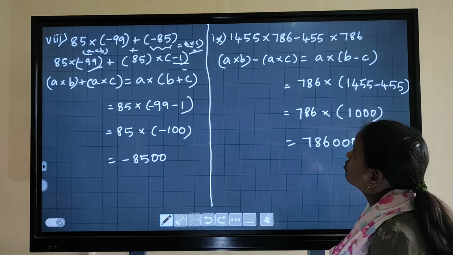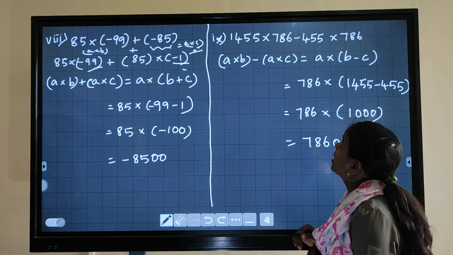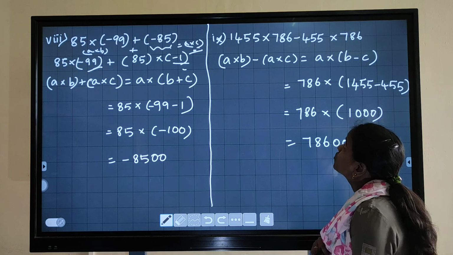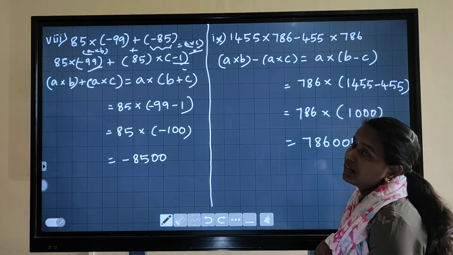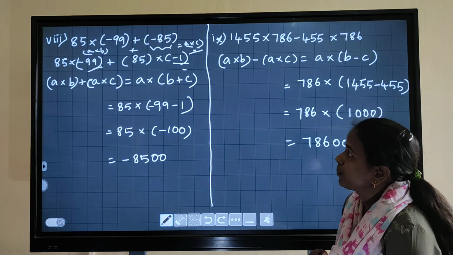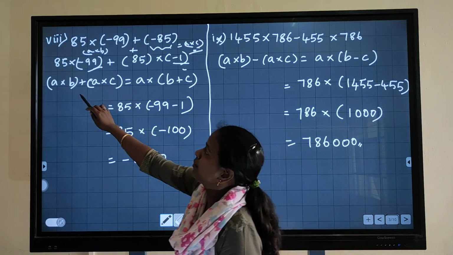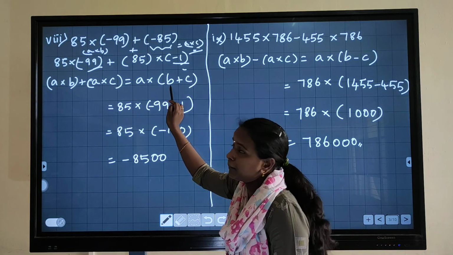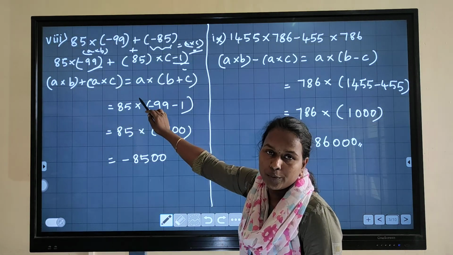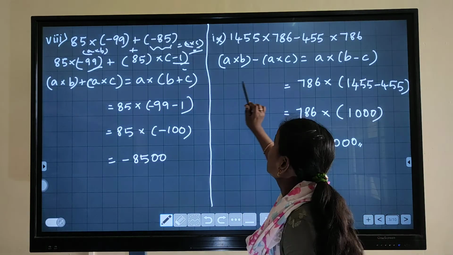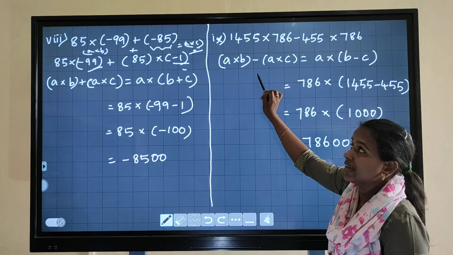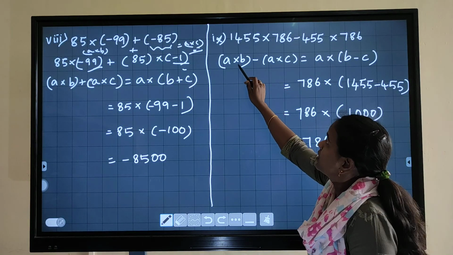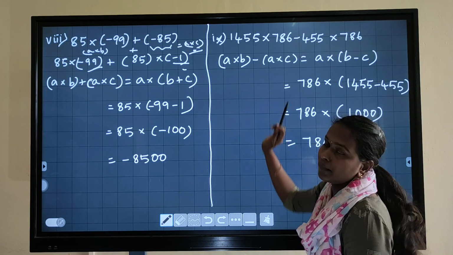See the next question, 1455 multiplied by 786 minus 455 multiplied by 786. See, in the previous question and all, you are learning A multiplied by B plus A multiplied by C equal to A multiplied by B plus C. This is distributive property under addition. This is distributive property under subtraction. Subtraction also same. Instead of plus, here minus will come.